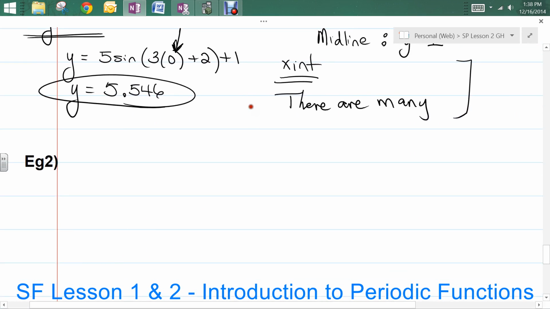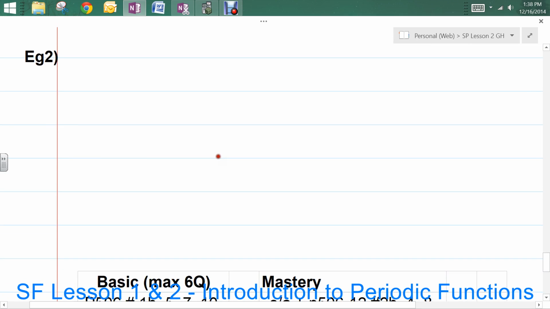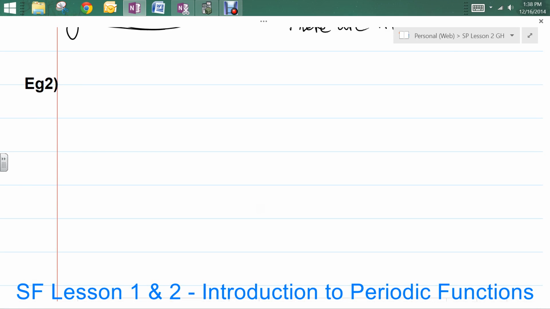Okay? Going on with this, my last example is example 2. I just quickly want to talk about it. I want the same things, the amplitude, the max, the min, the median, the midline, all that jazz. Y equals -3 times the sine of (1/2 x plus 2), plus 1. Okay? And I want it for these ones.